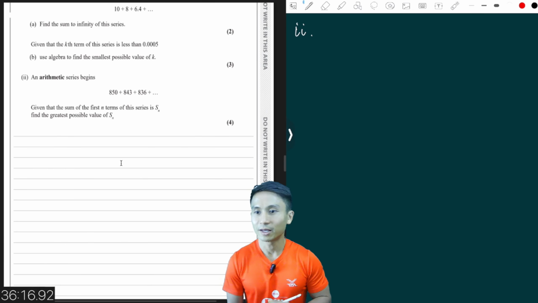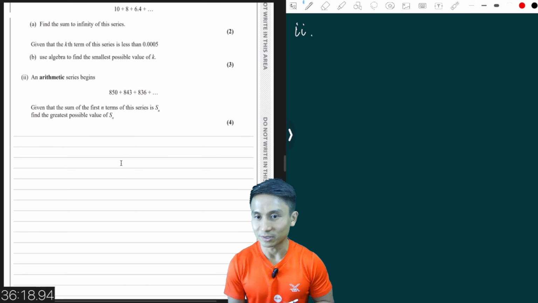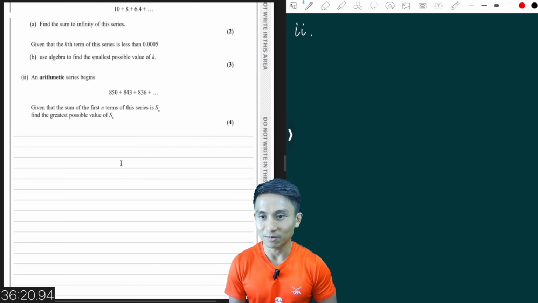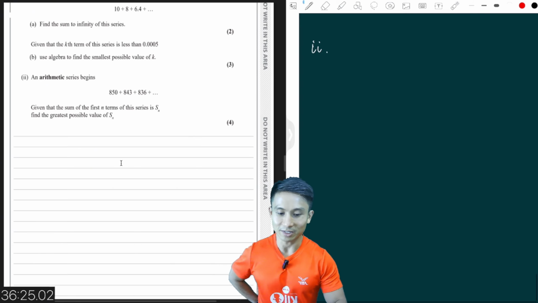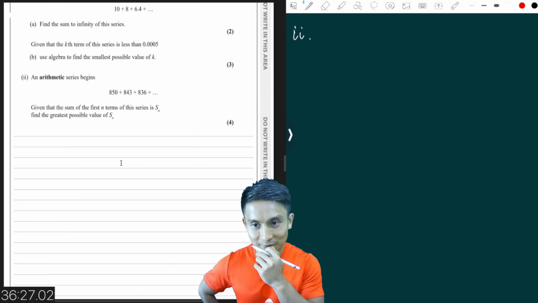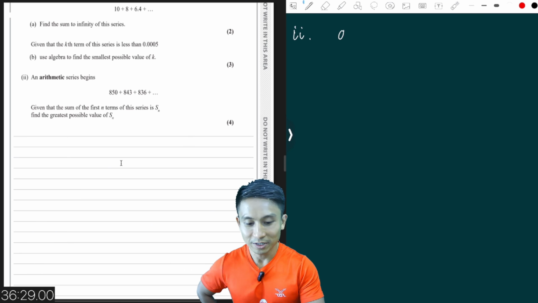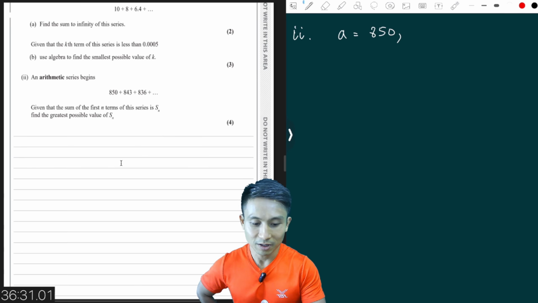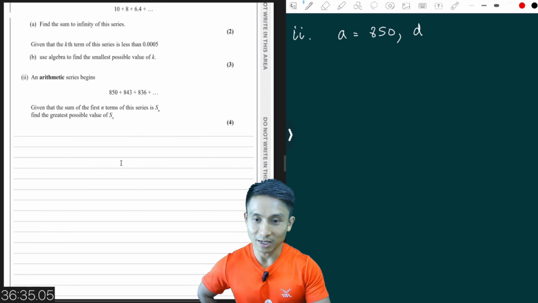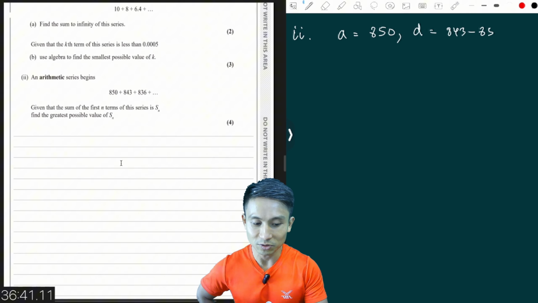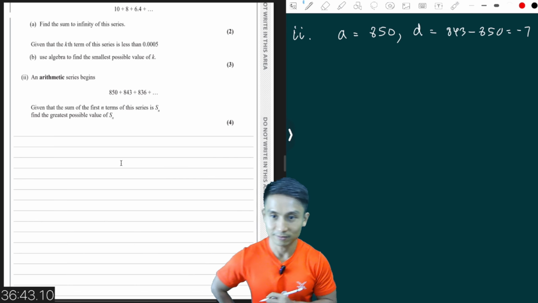Part II. An arithmetic series begins with that. Given that the sum of the first n terms of the series is Sn, find the greatest possible value of Sn. Okay, so a is 850. And d, the common difference, is basically, you've got to do the second minus the first, so it should be this, which is minus 7 then.